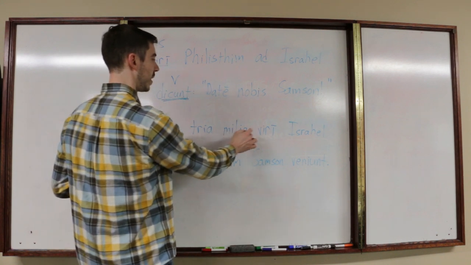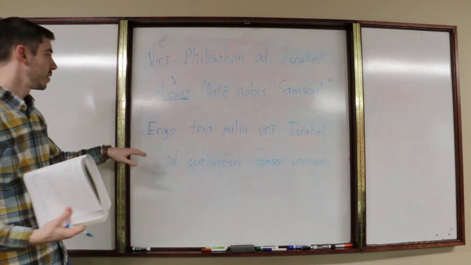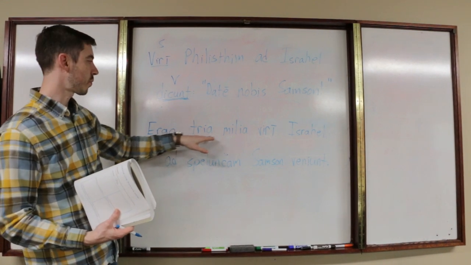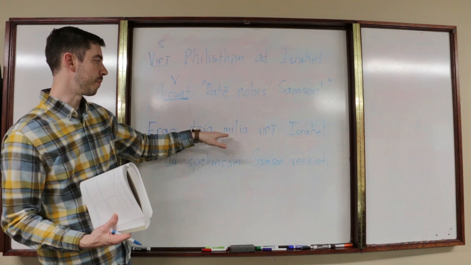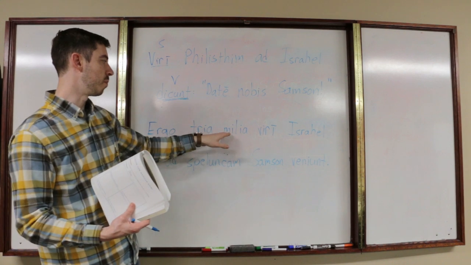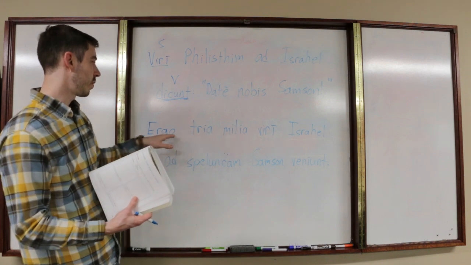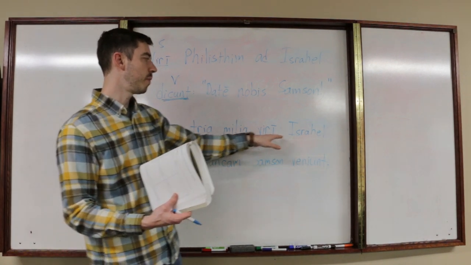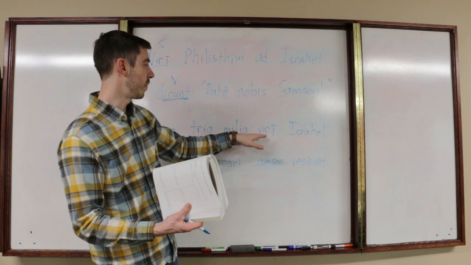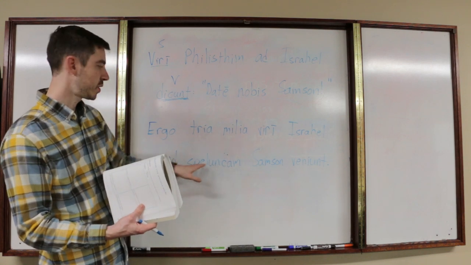Ergo tria milia viri Israel ad speluncam Samson venient. So therefore, tria milia, so this is from tres tria, 3,000. So this is a slightly different form of the word thousand, from millium for thousand. We learned thousand as mille. This is a slightly different form of it. So therefore, 3,000 of the men of Israel. So this is the genitive. So of the men from viri. So of the men of Israel to the cave, ad speluncam.